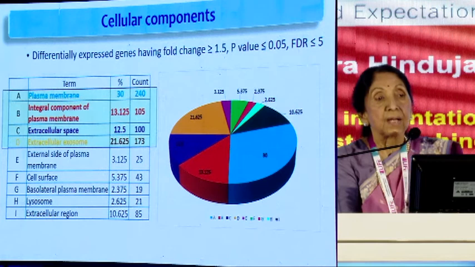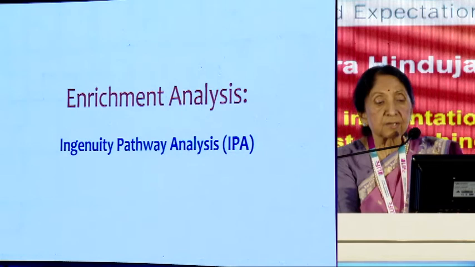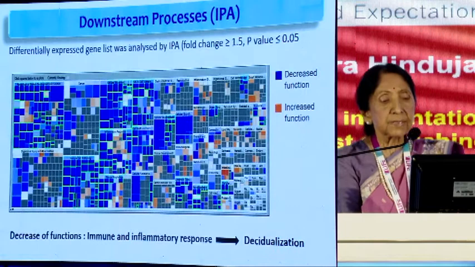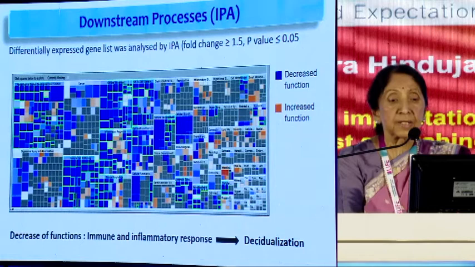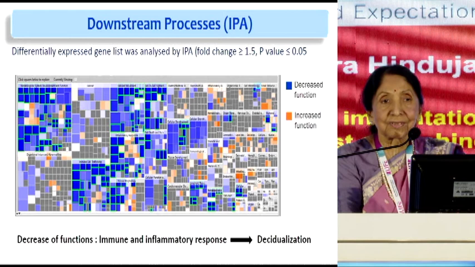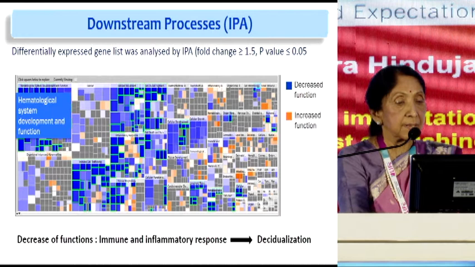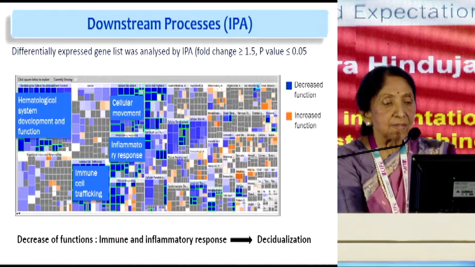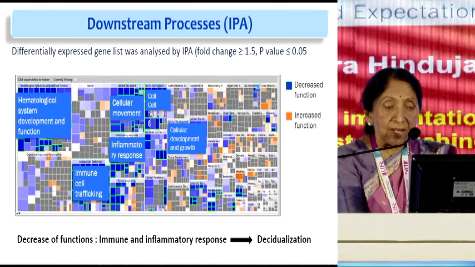The enrichment analysis by IPA was also done in addition to ontology. Here you can see the number of functions which were downregulated because of the downregulated genes, shown in color blue. Most of the slide looks blue. The majority of these functions were downregulated. Mainly they were hematological system development and function, immune cell trafficking, inflammatory response, cell movement, cell-to-cell signaling, cellular development and growth, and tissue morphology.